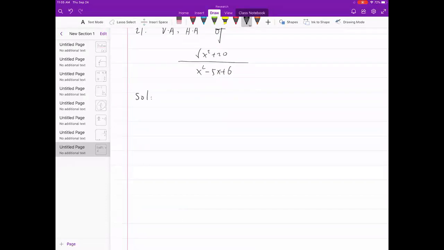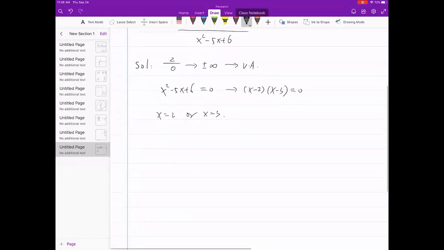For the vertical asymptote, this is something we had done before. We set the bottom to be 0 because we're trying to create something like 2 over 0. Clearly, that's positive or negative infinity, so it's a vertical asymptote. So far, so good. We are dividing by 0. This gives me a vertical asymptote. But if I'm unlucky, I may have 0 over 0. This gives me a hole.